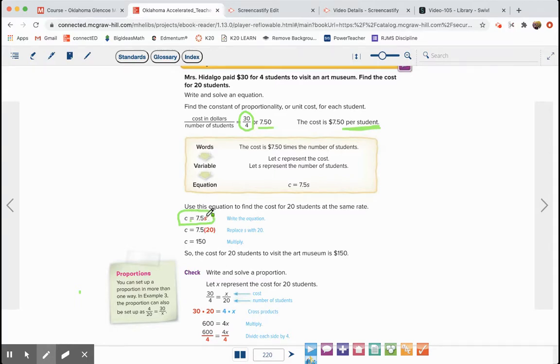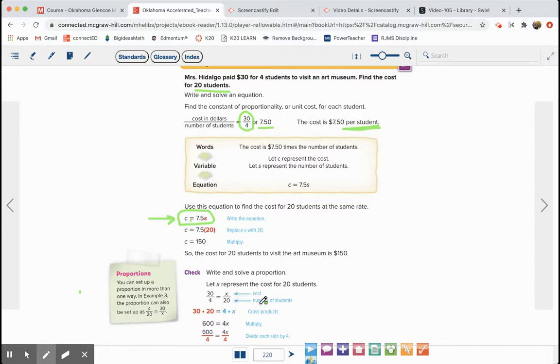But C equals 7.5S. The reason they want us to write an equation is because an equation is true for however many students you have coming. So you could work it out for multiple problems. This problem in particular wants to know for 20 students. So we could go back in and plug 20 in for the number of students. 20 times 7.5 is 150.